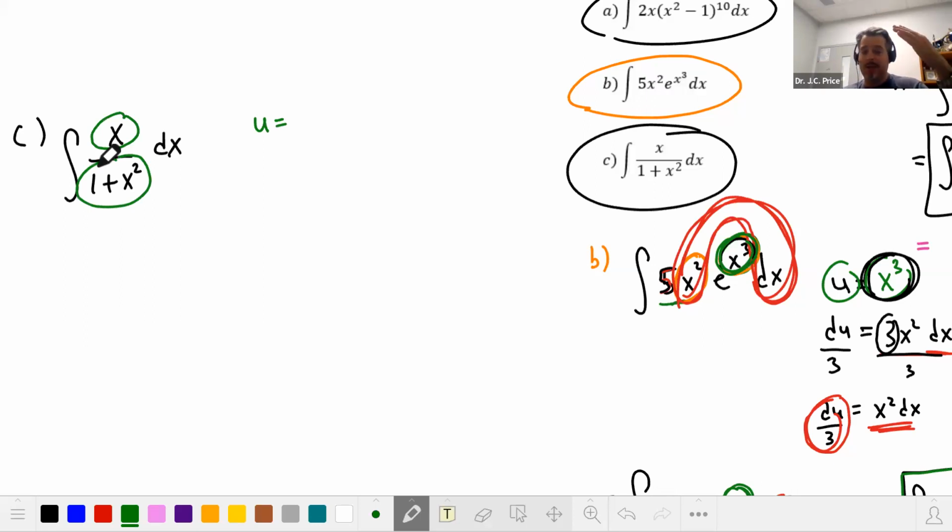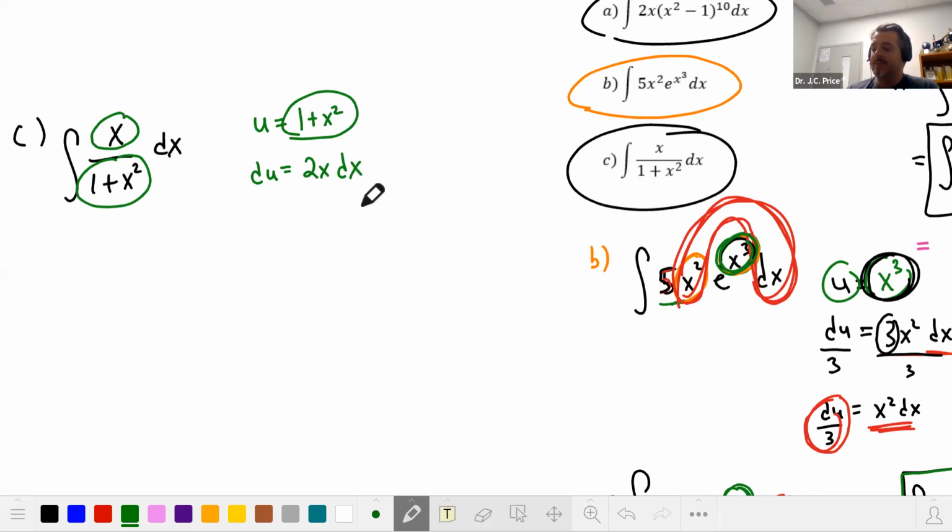If you let it be the top, it won't work. You could try it if you want. If you let it be the bottom, it's going to work out. So we're going to let our u be 1 plus x squared. And then our du, so just take a derivative of this thing right here. So what's the derivative? The derivative of 1 is 0 plus, and the derivative of x squared is 2x. So you just get a 2x. And then instead of writing that dx over here, we just write it on the other side to make the substitution look better. And so there's my dx.